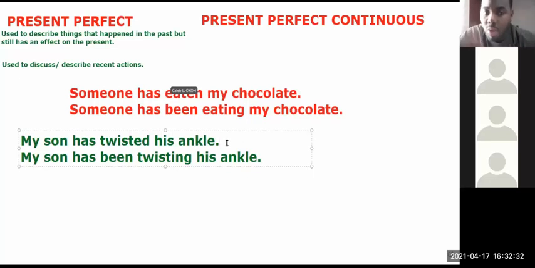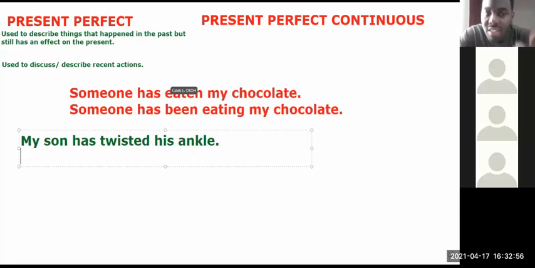Now, the action happened in the past. He has twisted his ankle. Now he's on crutches. He's holding the crutches to walk, because his ankle is not working. The second one, my son has been twisting his ankle, means he did it in the past and it has happened a couple of times, which is not very sensible. So based on the situation, we use the present perfect or the present perfect continuous, based on how often the situation has occurred.